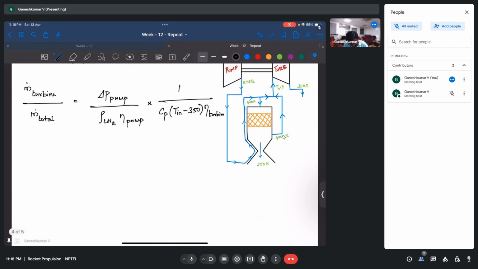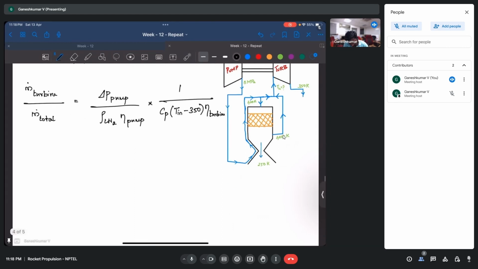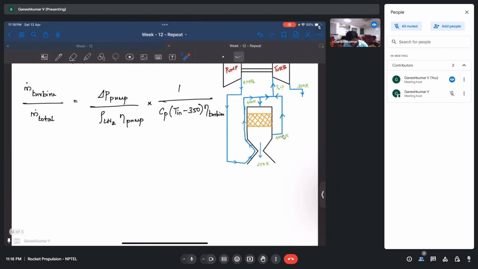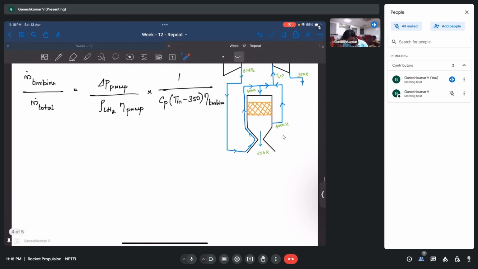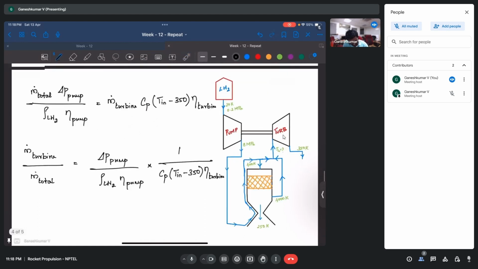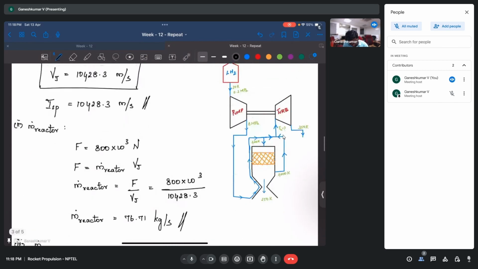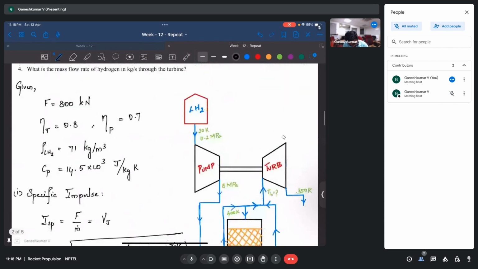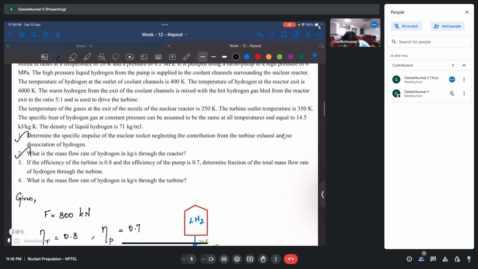And now we know what is delta P of pump, we know density, we know eta, we know Cp, we know eta of turbine, but we still don't know the temperature with which the gas is entering the turbine, which we need to find out. So for that we may need to use certain clues given in the question. So what has been given? The warm hydrogen from the exit.